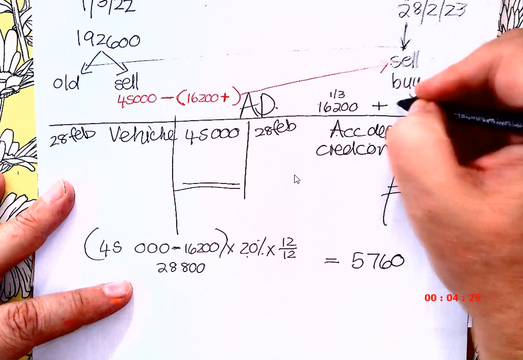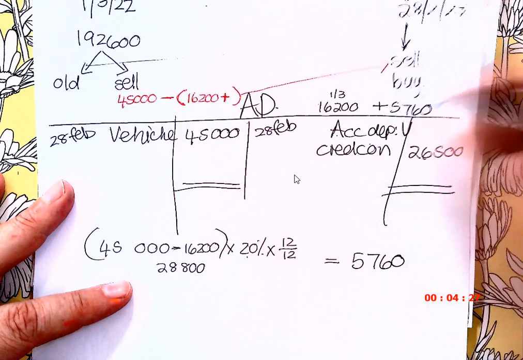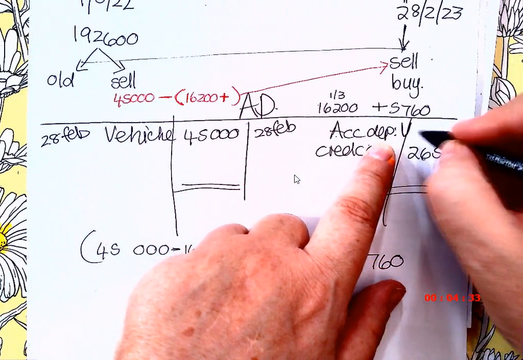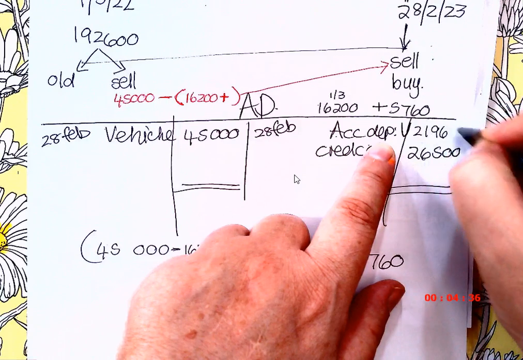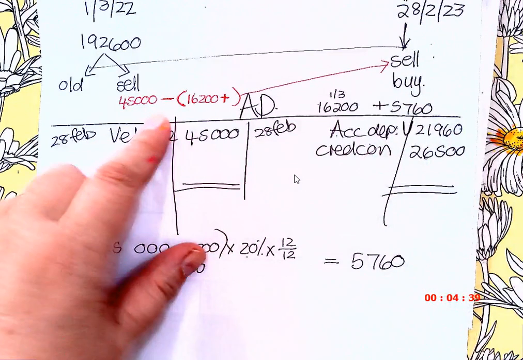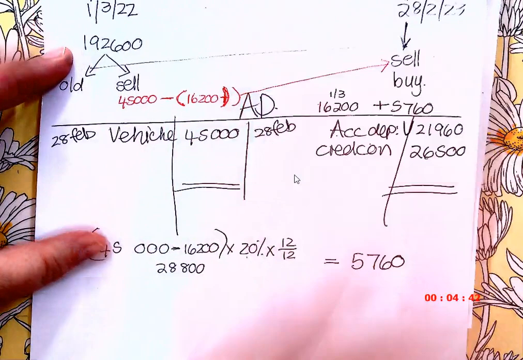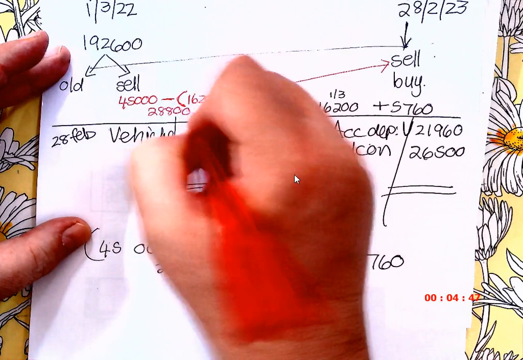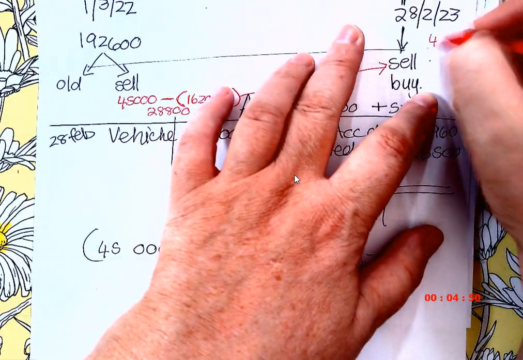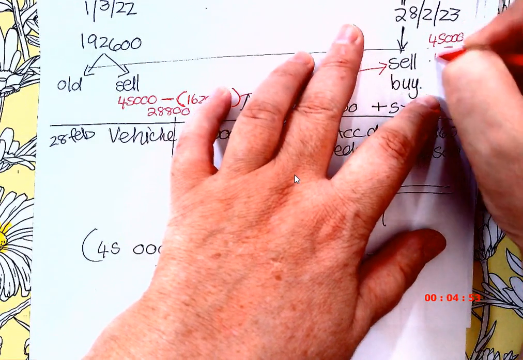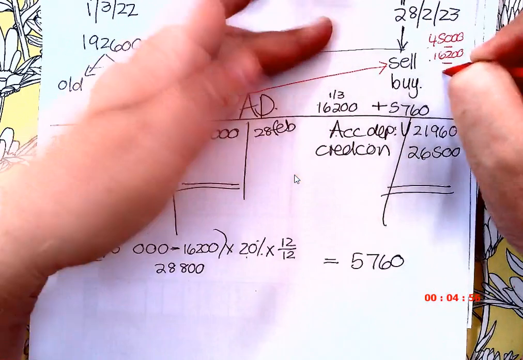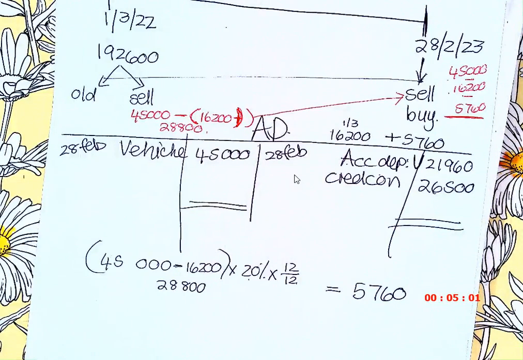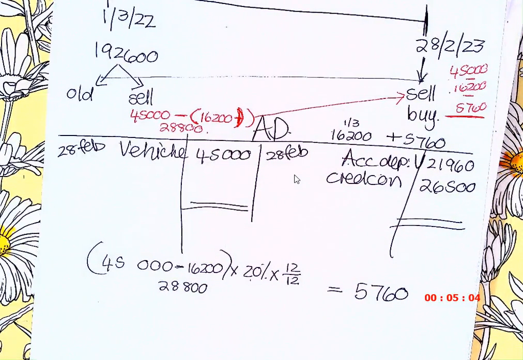So now I'm going to add 5760. So my accumulated is how much? 21. Can you see the start of the year? That was his carry value, ne? It was that 28,800. But the end of the year, I said the 45 less the 16 less the 5760. And now I'm going to get a new carry value that I will put in the note.